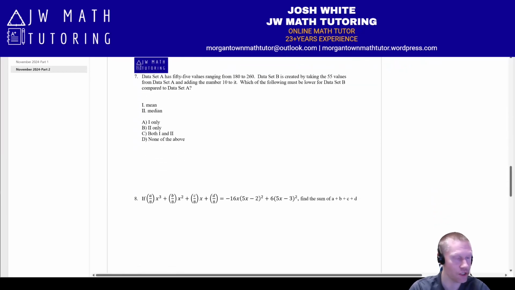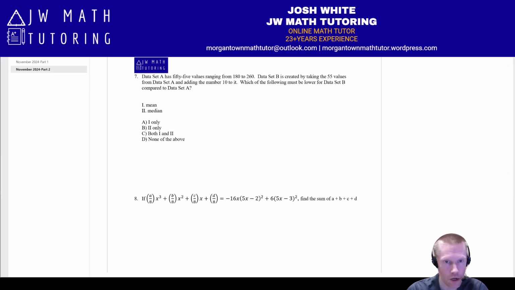All right, next up, question number 7. So here you have two data sets. One data set basically has 55 values, from 180 to 260. Then for another data set, you take the same values, but you add the number 10. So this is what we would call an outlier. It's a number which is much smaller than all the other values in the original data set. So which of the following must be lower for data set B compared to data set A?